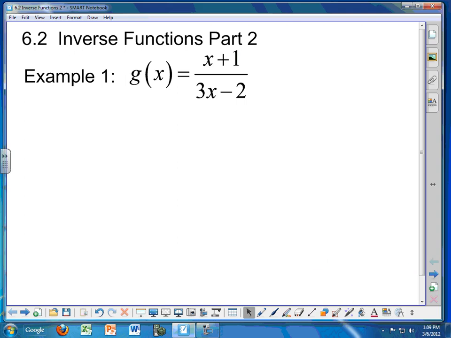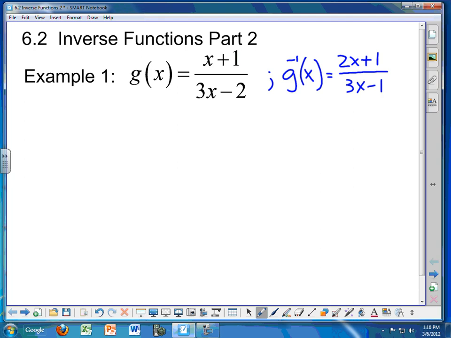Today we are going to continue with our inverse functions section, and in part 1 we came across this function here, example 1, where g of x was equal to x plus 1 over 3x minus 2, and in that video we computed g inverse, which turned out to be 2x plus 1 over 3x minus 1.